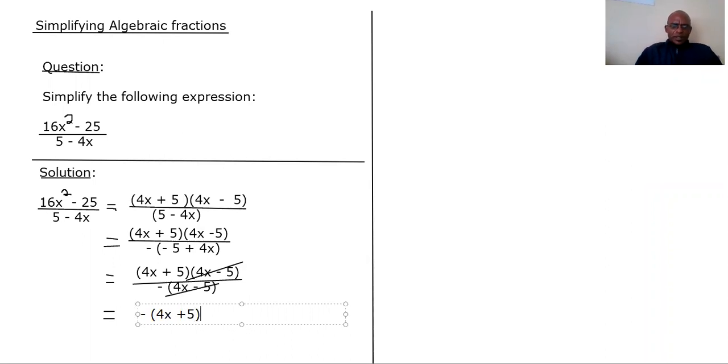Now, since we are having a negative bracket, going back to our question, it says simplify. So it means we must make it as simple as possible. We must then remove the brackets, which means our final answer is going to be negative 4x, then negative times positive, it will then give us negative 5. Then that is now our final answer.